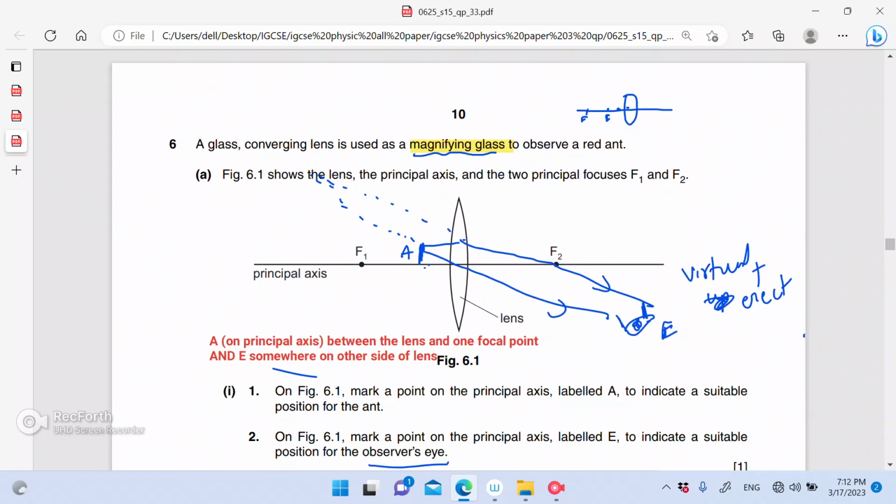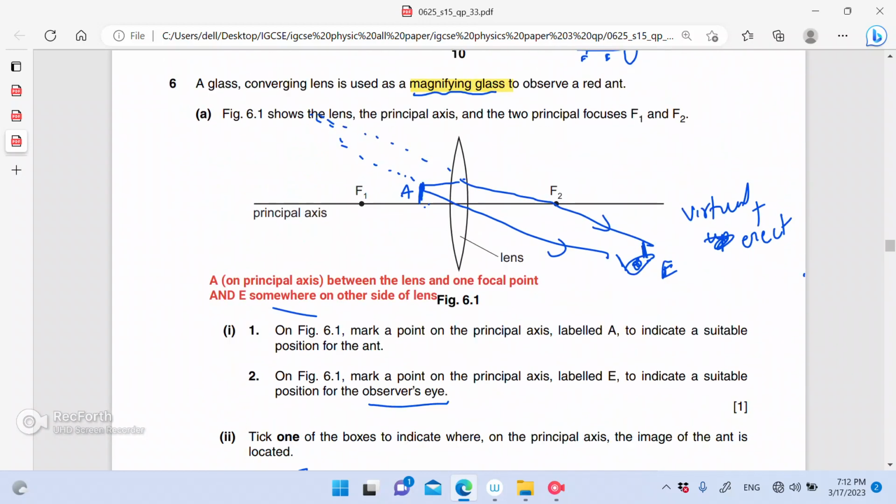See here, there is one more question they are asking. This is 1533. Read the question carefully. In the question only they will give you everything. A convergent lens is used as a magnifying glass. So you know the diagram of the magnifying glass, right? The position of the image is on the same side of the lens as the object.